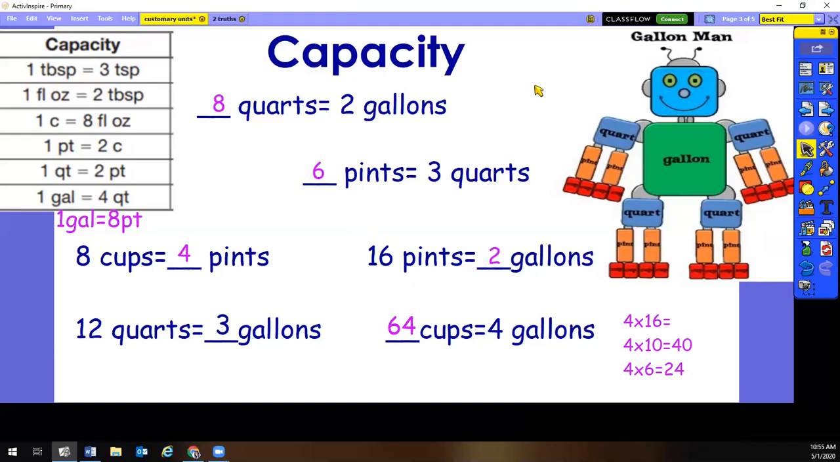So great job today converting using your capacity chart. When you do your work today, use this chart, use this gallon man to help you.